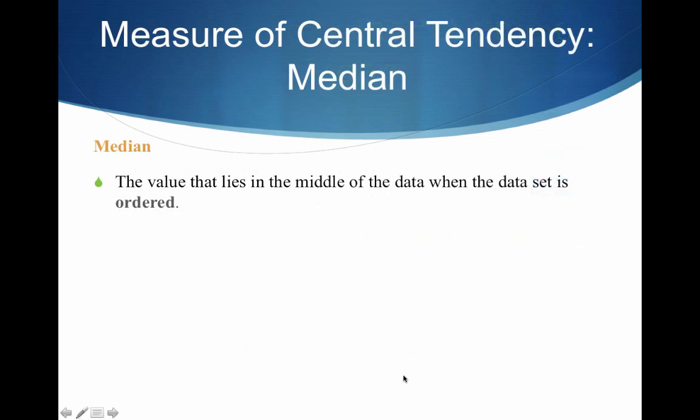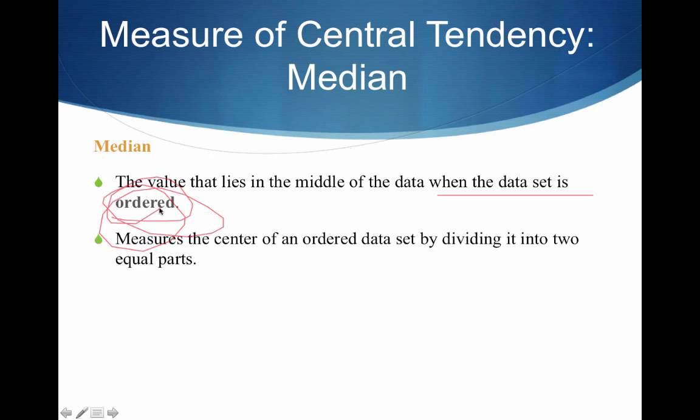All right, let's talk a little bit about the median. The median is the value that lies in the middle of the data when the data set is ordered. I'm going to read it again so it sticks in your head. The value that lies in the middle of the data when the data set is ordered. You guys, that is so important. The data has to be ordered. It measures the center of an ordered data set by dividing it into two equal parts.